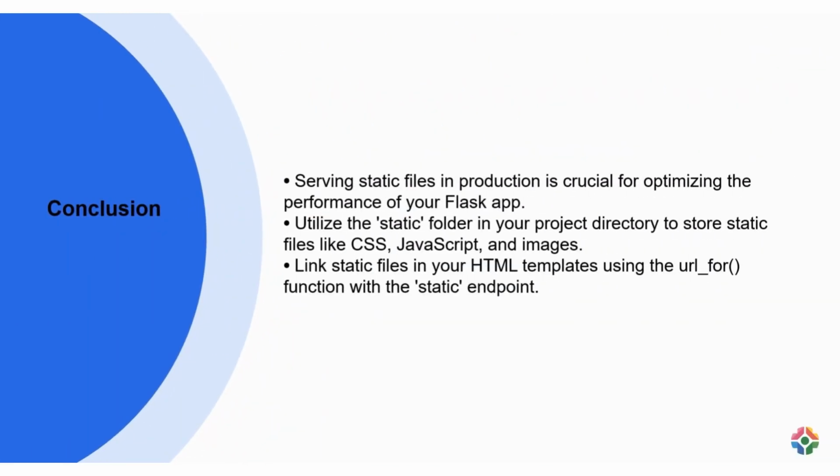Title: Optimizing Flask app performance with static file serving. Introduction: Serving static files in production is vital for enhancing the performance of Flask applications. Utilizing the static folder within the project directory streamlines the storage of essential static files like CSS, JavaScript, and images.